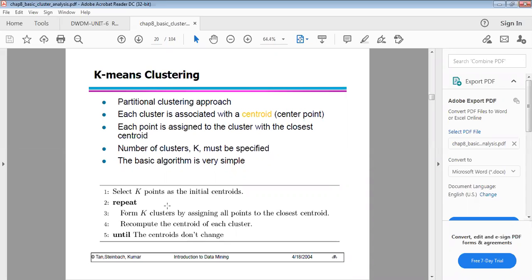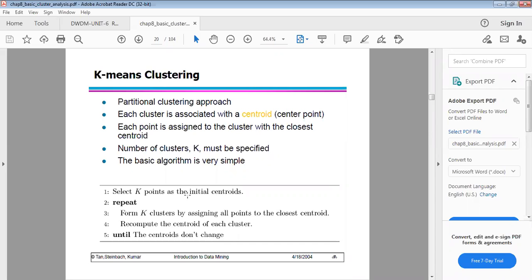First, how many points are there? K points are taken as the initial centroids. Now we have to repeat. That means from the center point, what points are there? From the K clusters, repeat: form K clusters by assigning all points to the closest centroid.